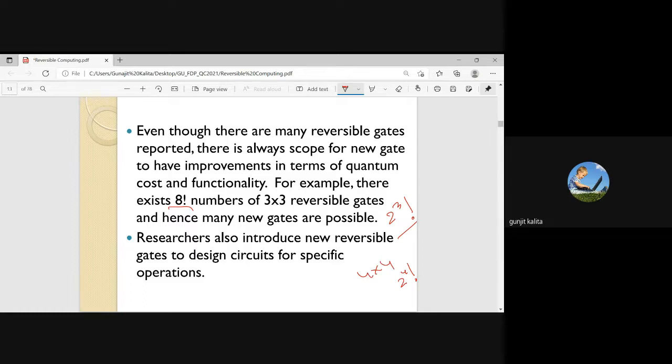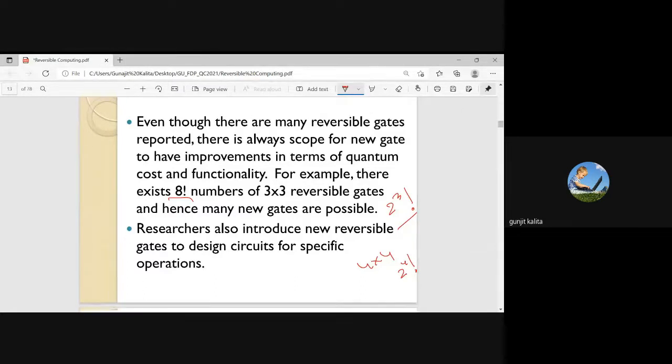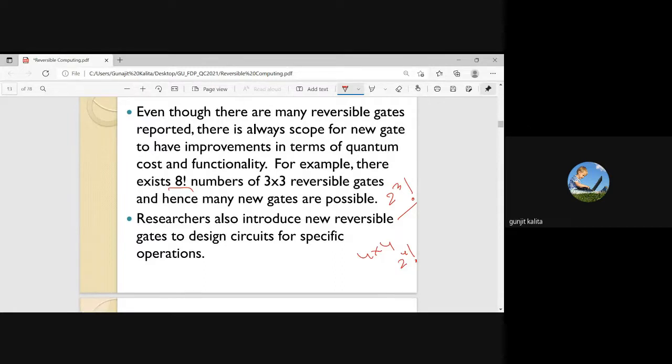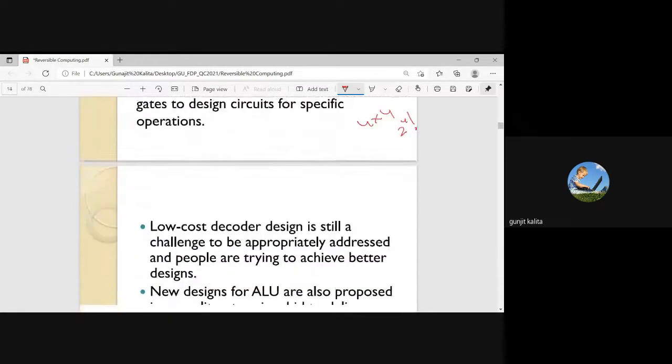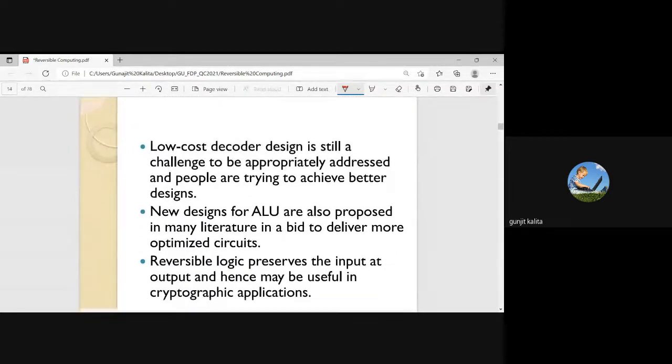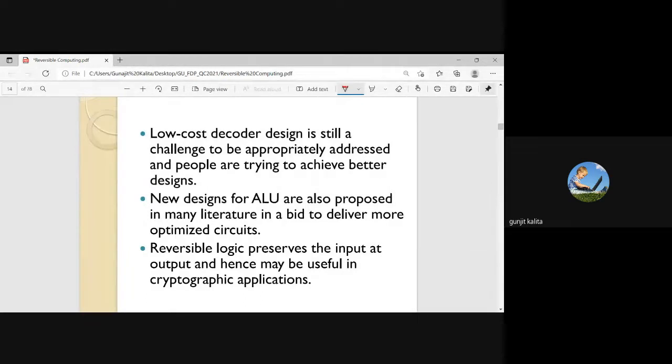All gates are not equally good, but maybe for certain applications they are useful. So people are doing that. Particularly for specific operations, they are normally helpful. That's why people are designing or introducing them. Again, if we notice, a low cost circuit like a decoder is very tough to design. That means you can design it, no doubt, but it may not be efficient. So there is a challenge there, and people are trying for better and better designs.